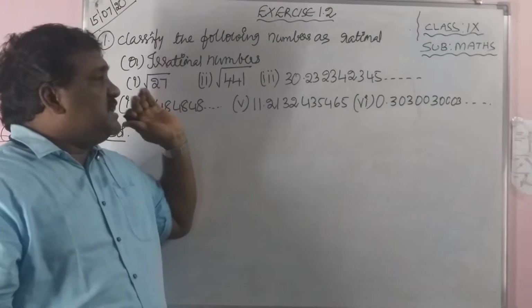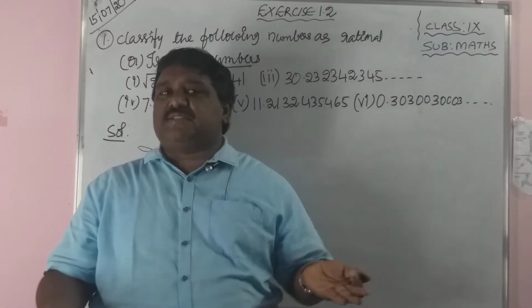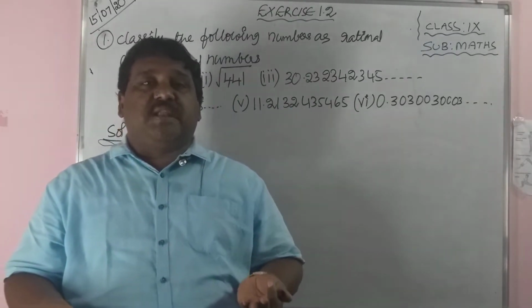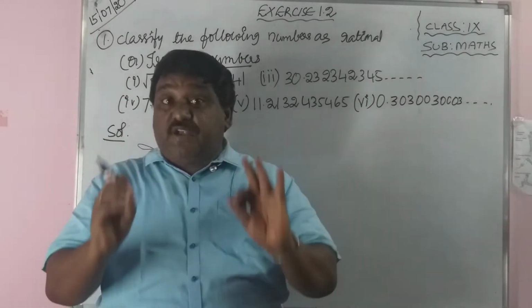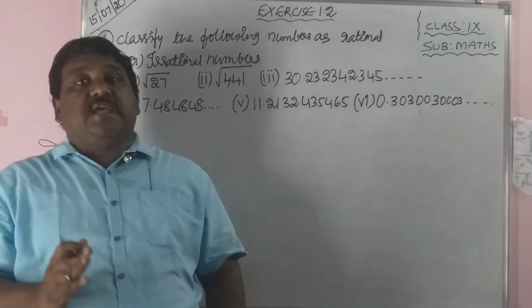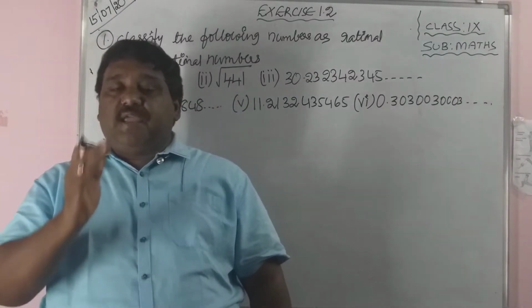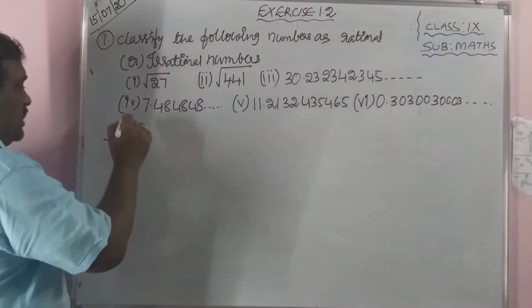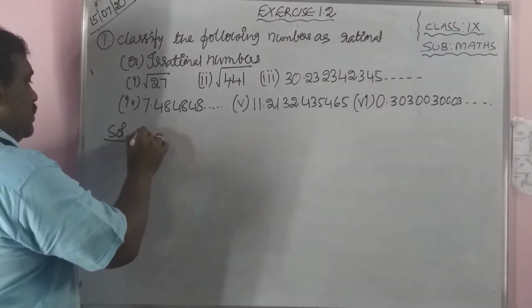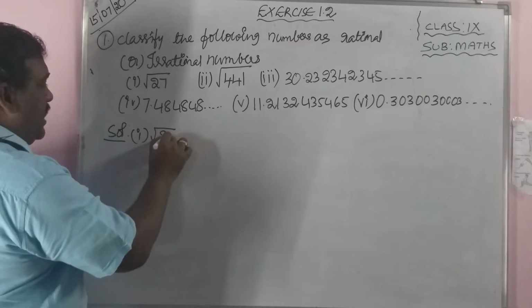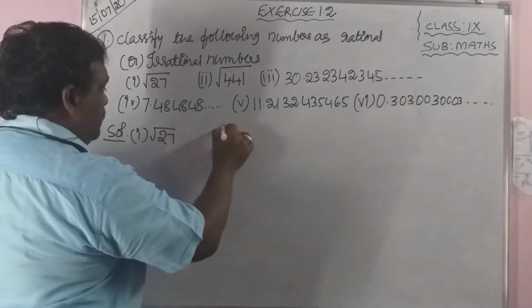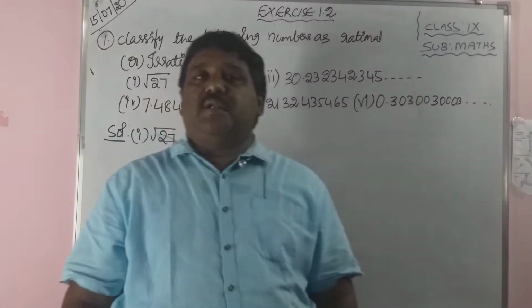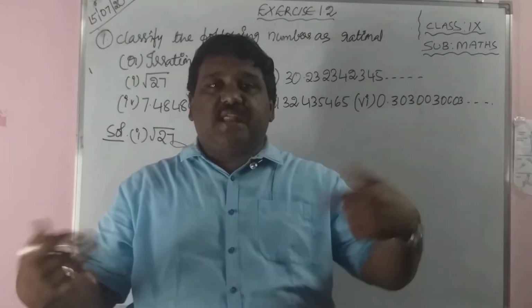So if it is a terminating decimal, it is a rational number. If it is a non-terminating repeating decimal, it is a rational number. If it is a non-terminating non-repeating decimal, it is an irrational number. So see the first one, root 27. I told you already one simple point: root exists, rational number; root does not exist, irrational number.